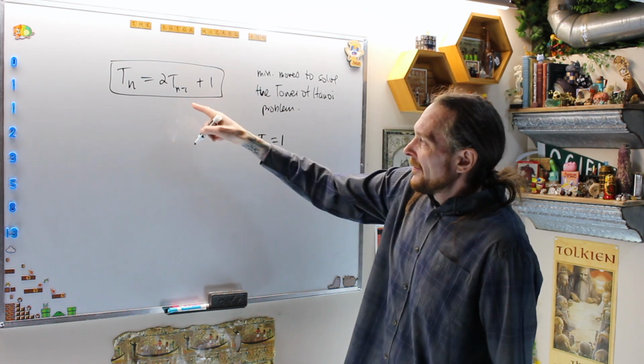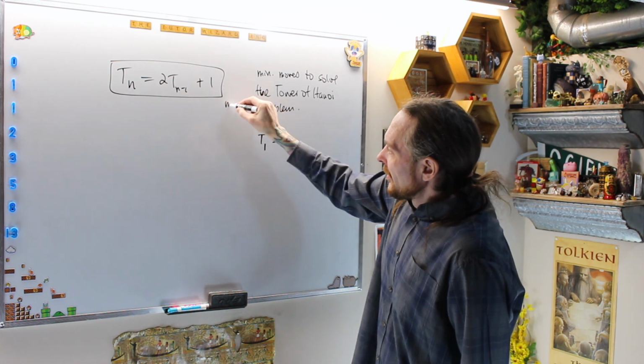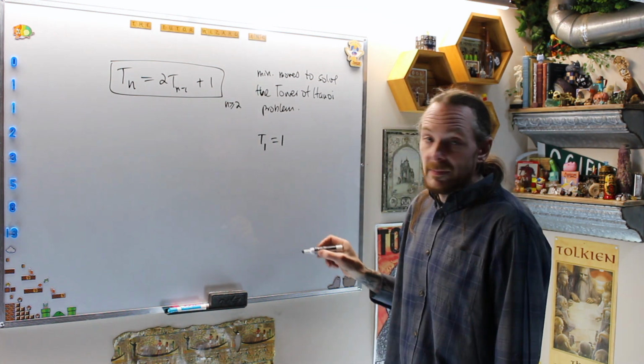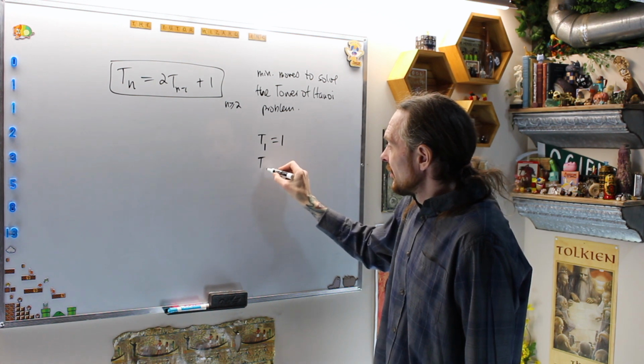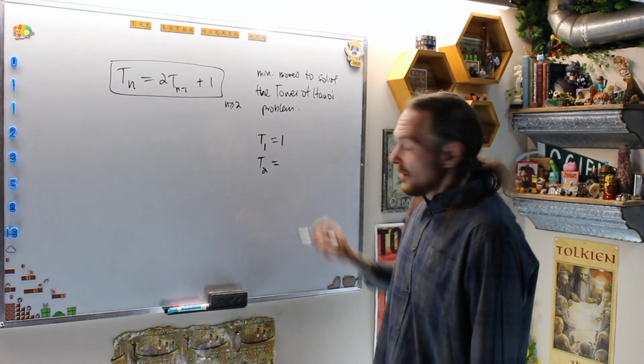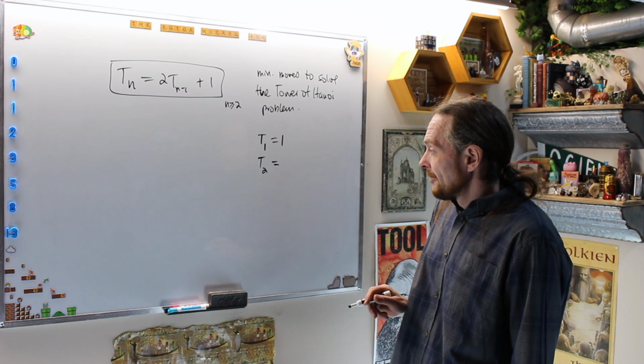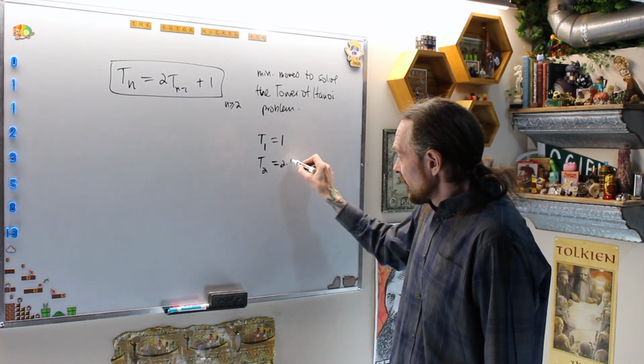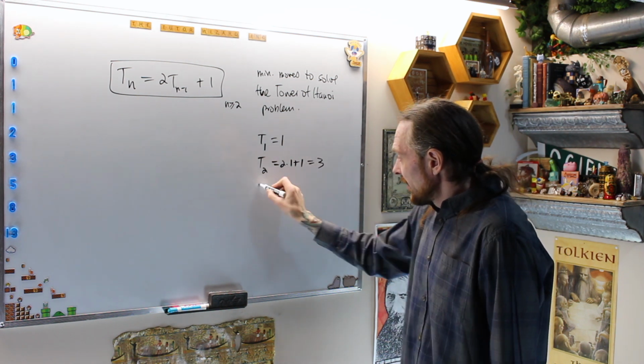Then this will be for n greater than or equal to 2. For T2, this is equal to what? Well, 2 times 1 plus 1, which is 3.